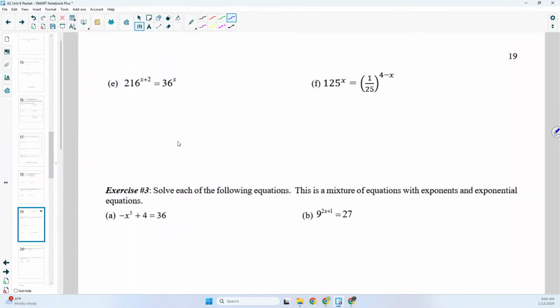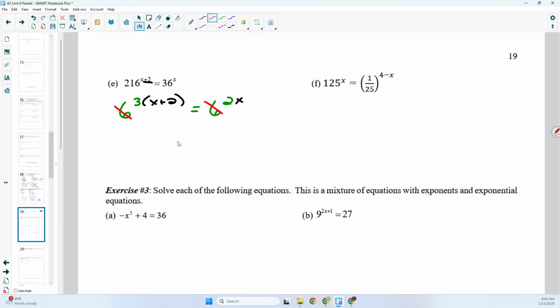So on the next page, we have a couple more exponential equations because the variable's in the exponent. You'll see on this one, we're going to have to actually use the distributive property, and we'll see why in a second. So I have a 216 and a 36, both powers of 6. 216 is 6 cubed. Because I have addition in my exponent, I do need to use the distributive property when I get to that step. On the other side, 36 is 6 squared.